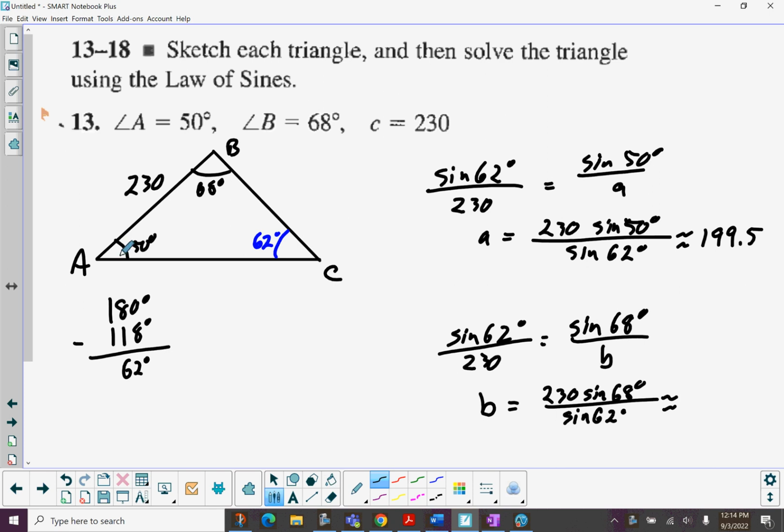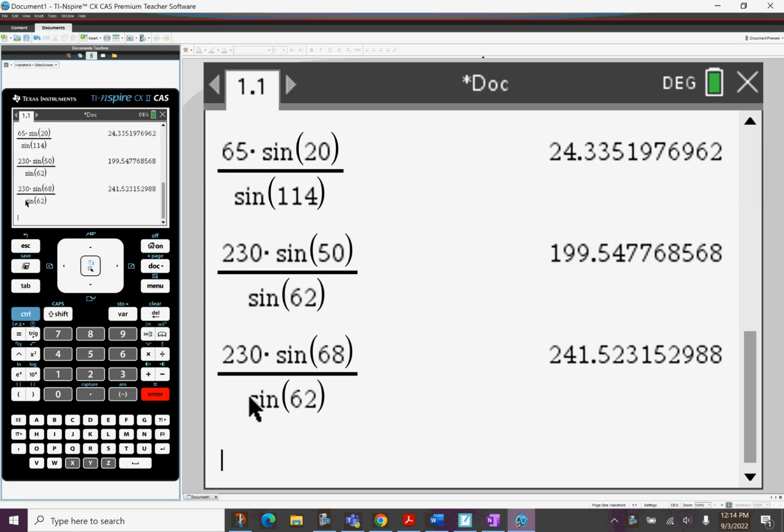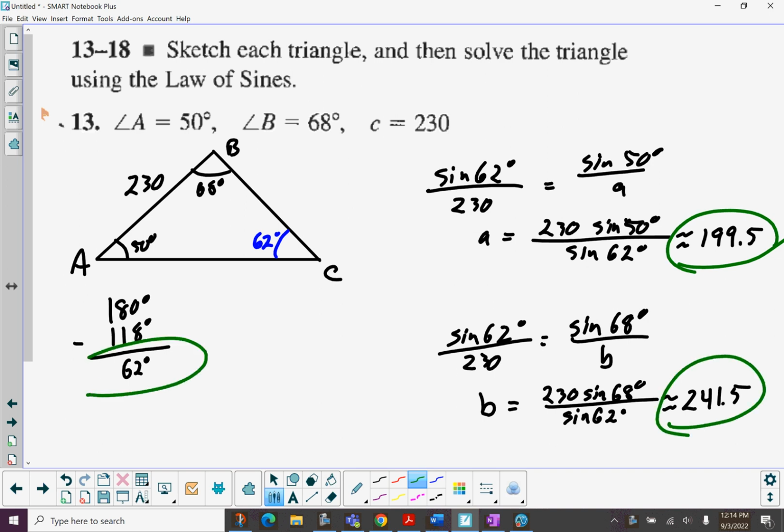And again, if this is side A, we were predicting shorter than 230. Sure, it's even shorter than 200. And then for side B, I guess we'll round that off to 241.5. And again, that's the longest side, bigger than 230. So please again check and make sure from a logical standpoint things are consistent here with your triangle.